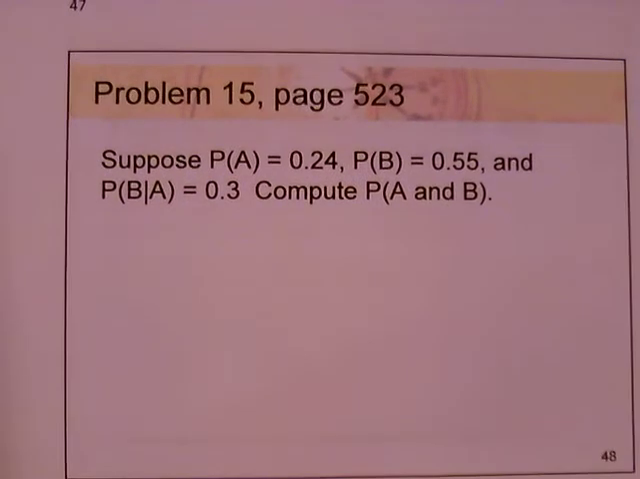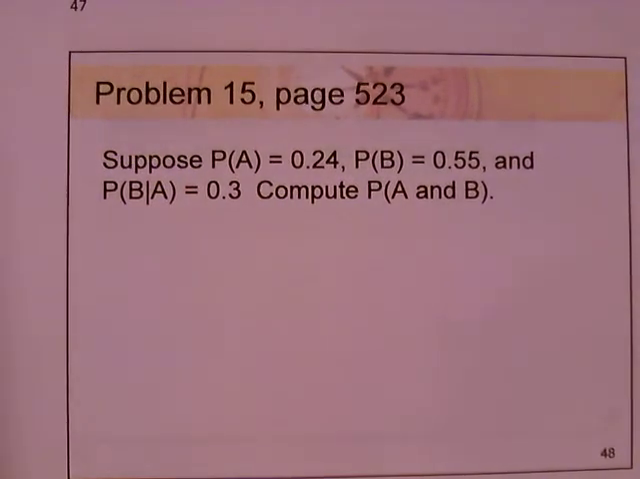Okay. Now let's take a look at this example. Problem number 15 on page 523. Suppose the probability of event A is 0.24, the probability of event B is 0.55, and the probability of event B, given that A has occurred, is 0.3. And you want to compute the probability of A and B.